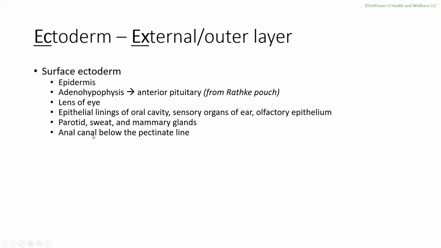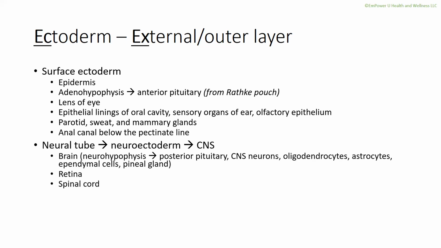And the anal gland more externally, below the pectinate line. So think about things that are on the surface for the most part, besides the pituitary. That's the weird one, the anterior pituitary. You also are going to see the formation of the neural tube, neuroectoderm, and the central nervous system.